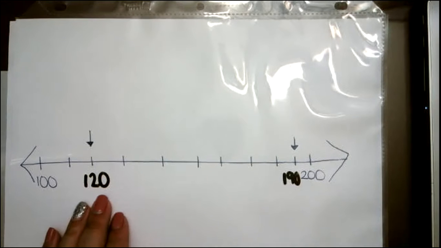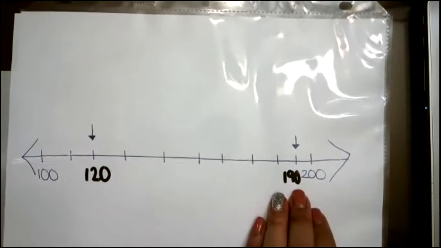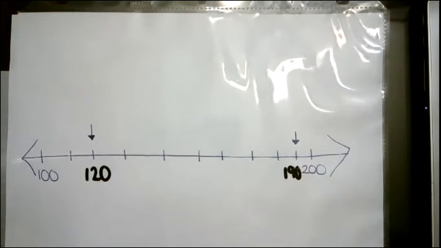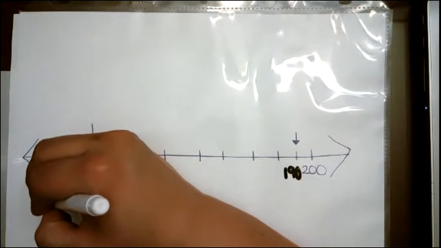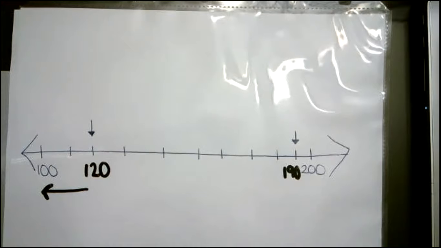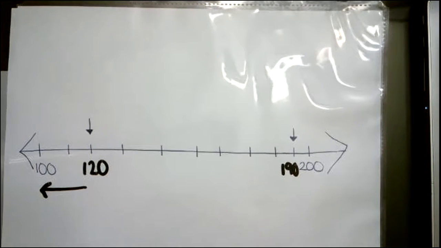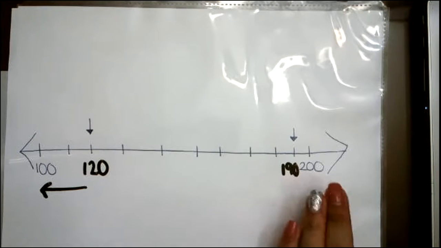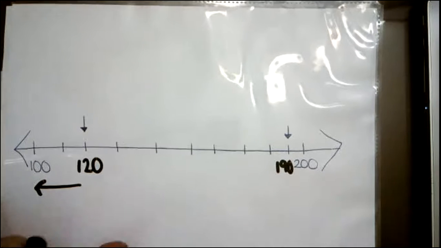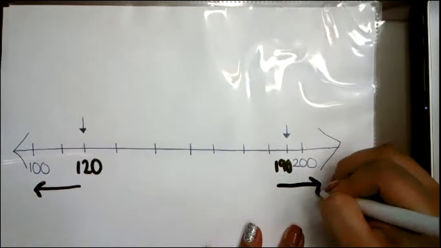So do we think that 120 is closer to 100, or do we think that it's closer to 200? Right, it's closer to 100. So I'm going to draw an arrow pointing to 100. Now we need to round 190. Is that closer to 200? We're rounding to the nearest hundred. So is that rounding to 200 or 100? Which one is it closer to? 200. So I'm going to draw an arrow pointing to the 200.